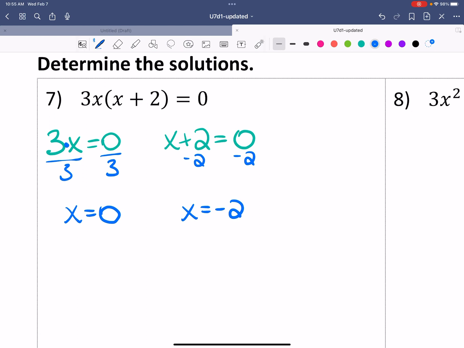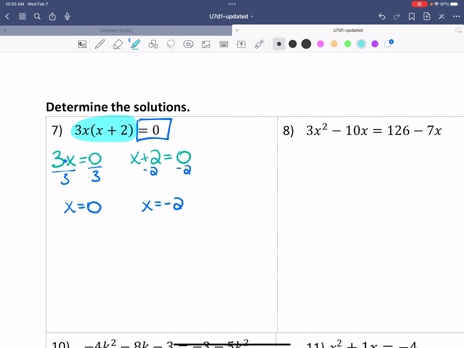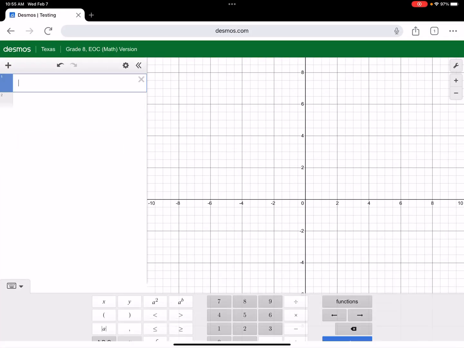Or we can do one last method, which is if your equation is already set equal to 0, that means you can actually graph it into Desmos, and you're only going to graph the part in front of the equals 0. So this is what I wanted to show you, that if you are able to do the graphing method, then do it. So we're going to type in 3x parentheses x plus 2 into Desmos.